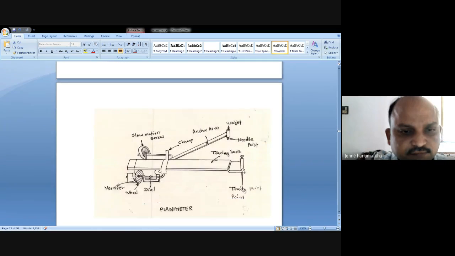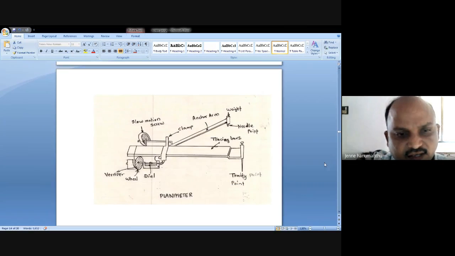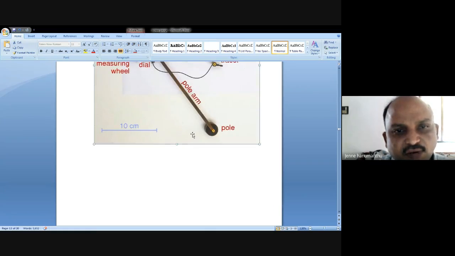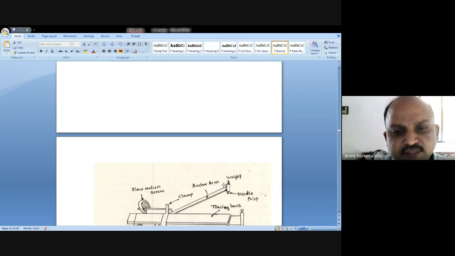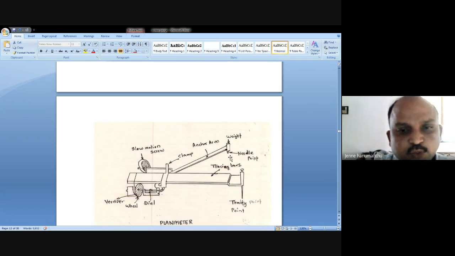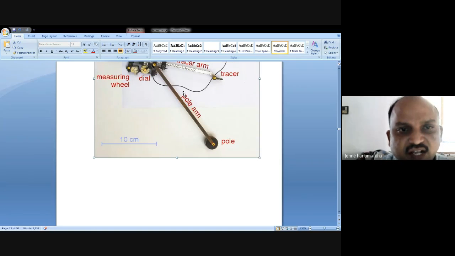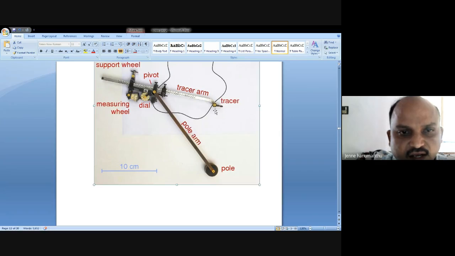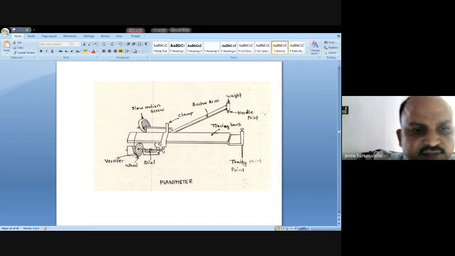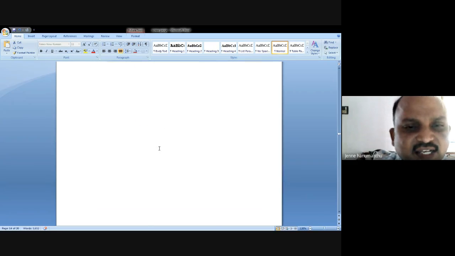See, this is a simple handwritten diagram. This is called the tracer point, the tracing arm. The pole arm is nothing but the anchor arm. The anchor arm is fixed at the needle point. We have to fix it at one point. You can fix it outside the unknown area or inside it. That is your wish. Like this, we can measure.